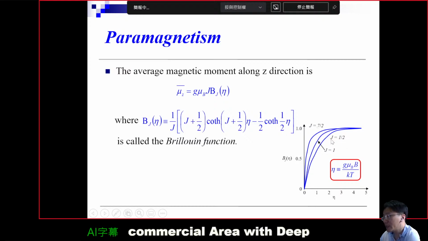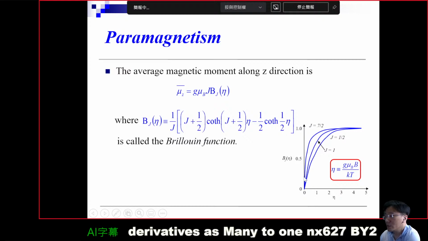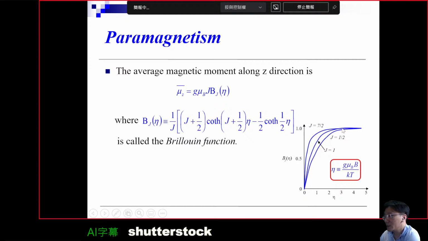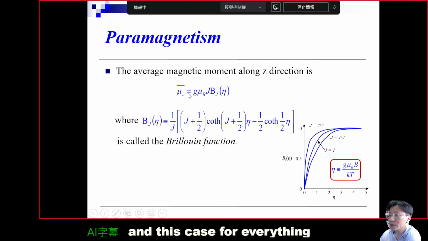So this is the case for J equal to one half, and this is the J value when it equals 1, and this is equal to 7/2. Although the curvatures are different, the maximum values are all identical. They are all 1, and the minimum values are also all 0. Which means for the average magnetic moment along the z direction, this value would be in between 0 and g mu_B J.